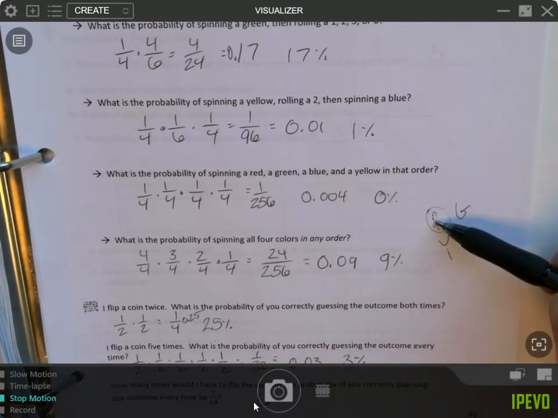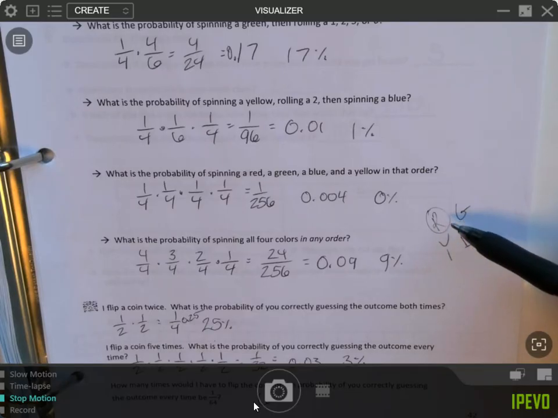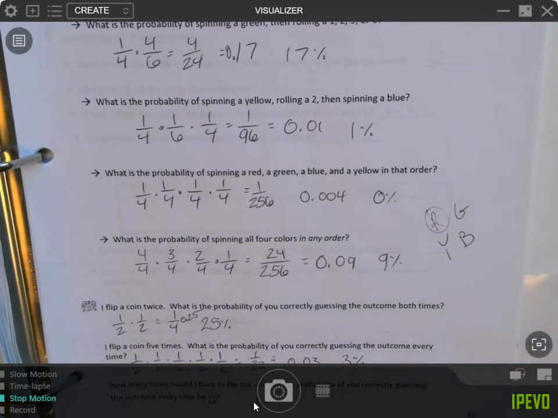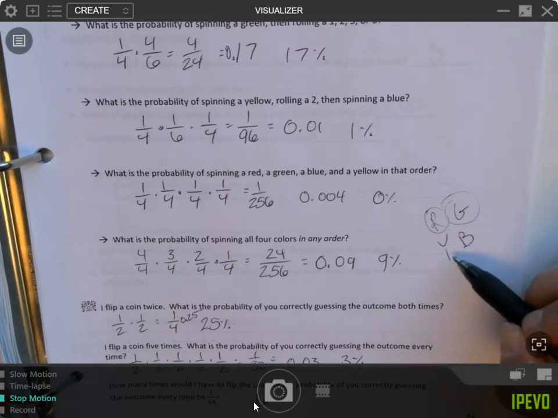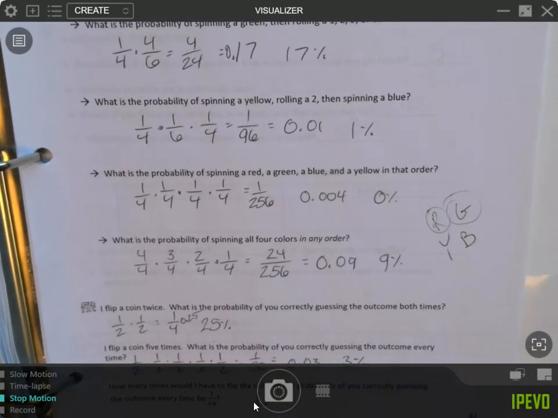So if it landed on the red, for our second spin, we don't want the red again. So now there's only 3 colors to choose from that we want out of the 4, because we don't want red again. So that's why we go down to 3. So if the second time we landed on the green, now for our third spin, we have 2 colors that we want out of the 4 color choices. So that's why it goes down to the 2.